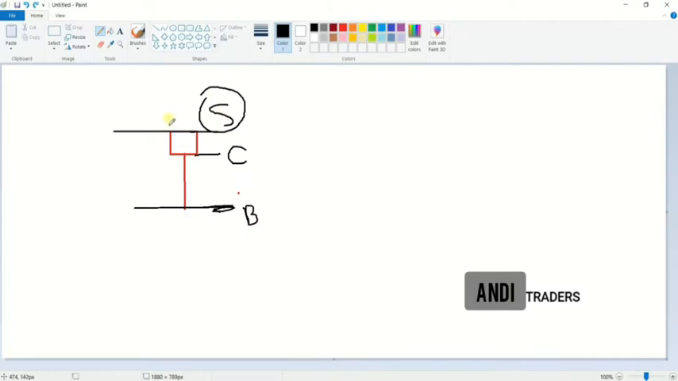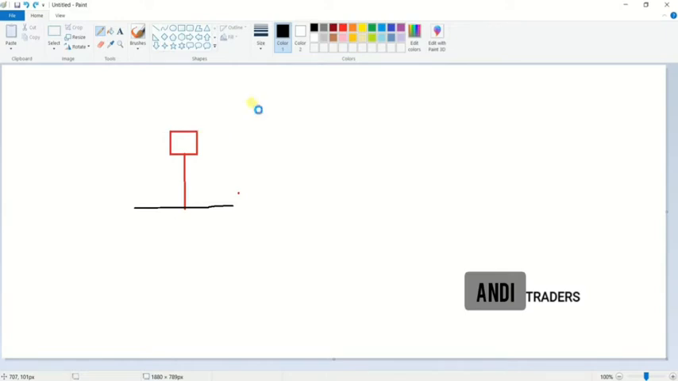So the psychology of this candle is the market will go down, and the name of this candle is hammer. This is the red hammer candlestick, and the psychology of this candle is the market will go down because the closing point is near to the seller's area. So the psychology of this candle is it will go down.